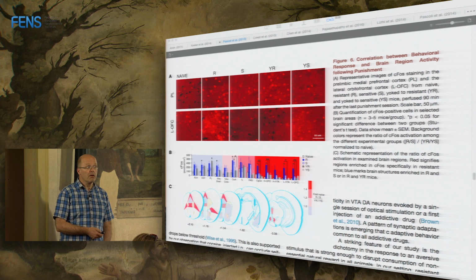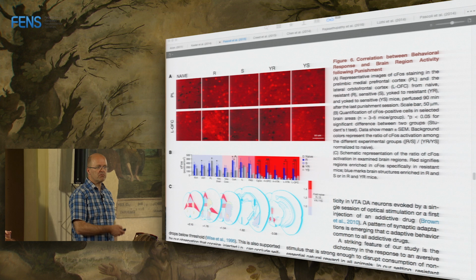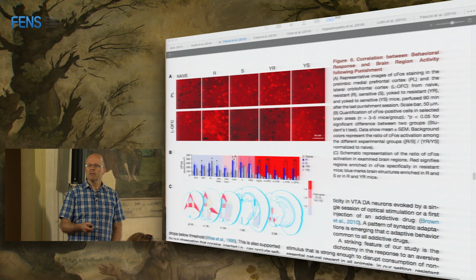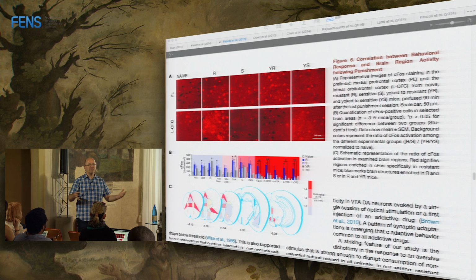The VTA. Why is the VTA here? Why did we find a huge difference between resistant and sensitive in the VTA that apparently was not present in the yoke? Is that a surprise? First, no one says a word, and then everybody together. So, you wanted to say.